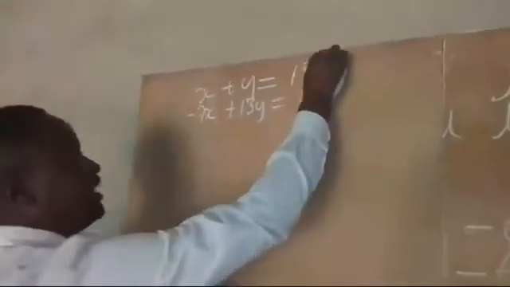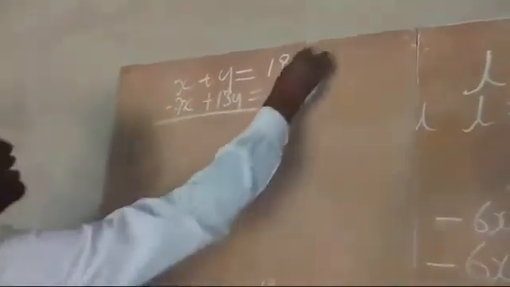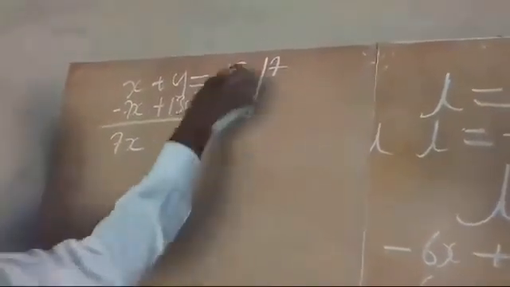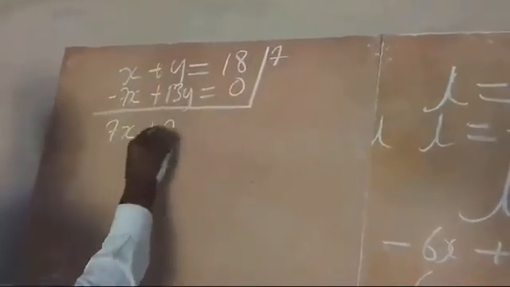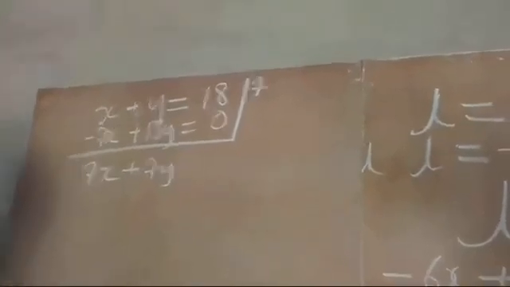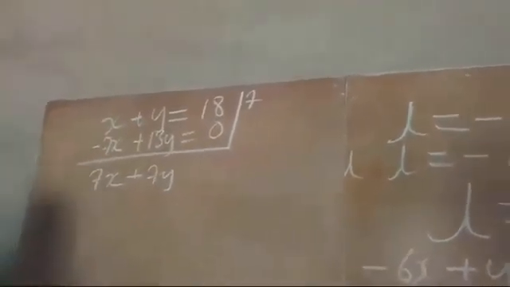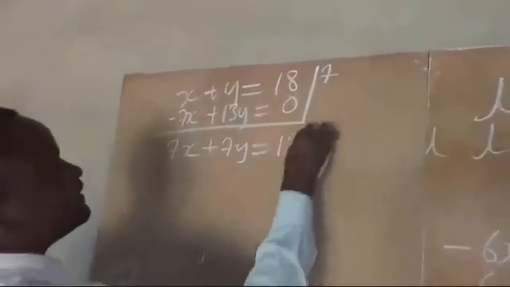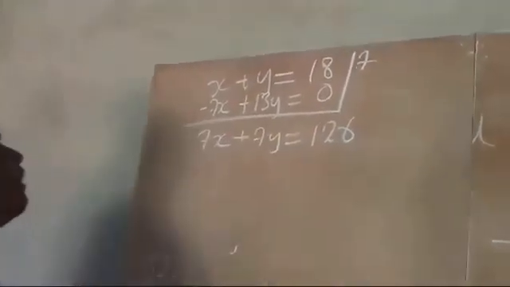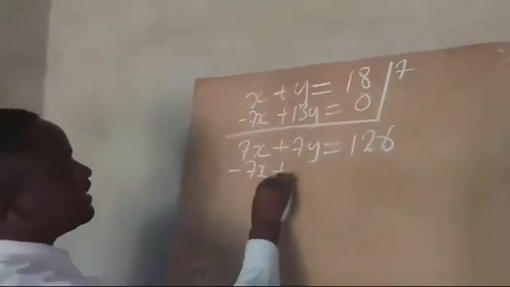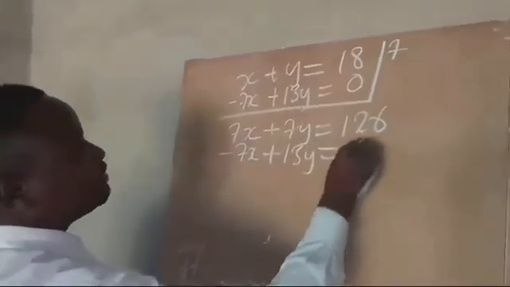So what are we going to do to eliminate x? I'll take this 7 and put it there. I'll multiply 7 times x, which is 7x, plus 7 times y, which is 7y. Then 18 times 7. 18 times 7 is equal to what? Is equal to 126. This equation just remains the way it is, negative 7x plus 13y is equal to 0.